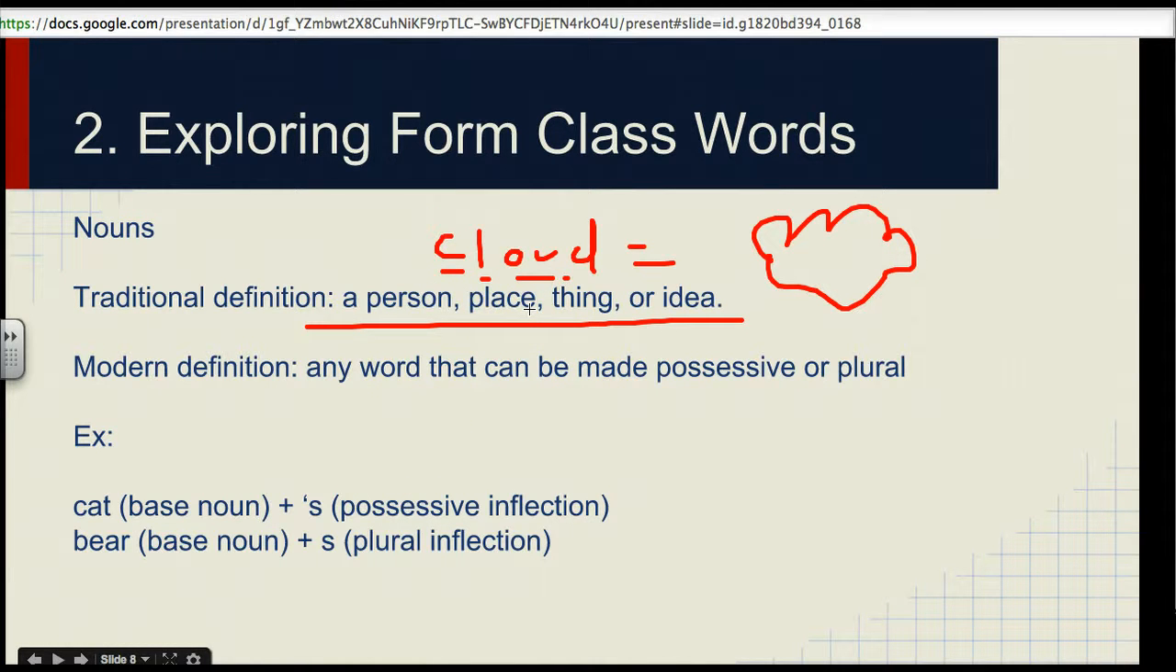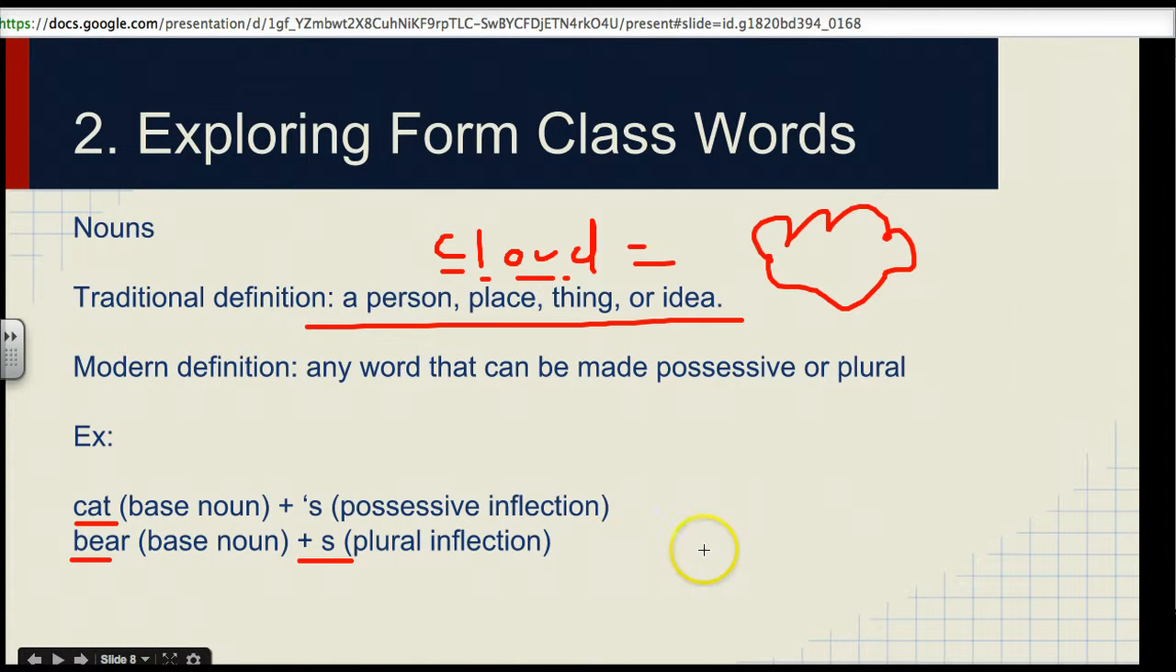There's a reason a lot of people still teach it like that, but they can also be a little more nuanced than that. And also, as linguists, they always want a scientific way to classify things. So let's take a look at a modern definition. A modern definition of a noun is any word that can be made possessive or plural. So something that either needs to be able to own something else and possess it. So here we look down here at a base noun plus a possessive inflection, cat's, the cat's chair, things like that. And then down here we have bear, base noun, adding a plural inflection to become bears.